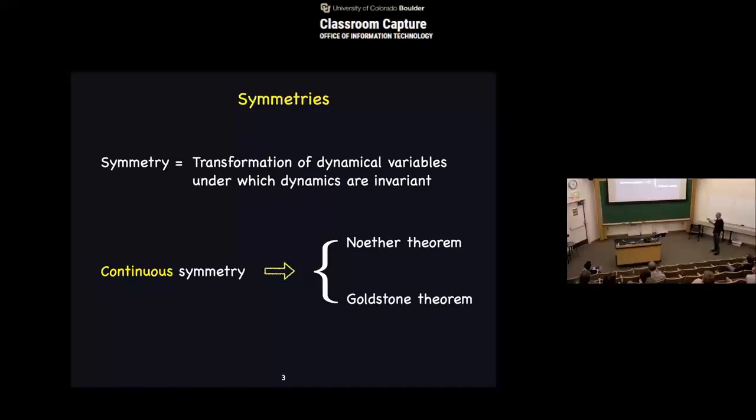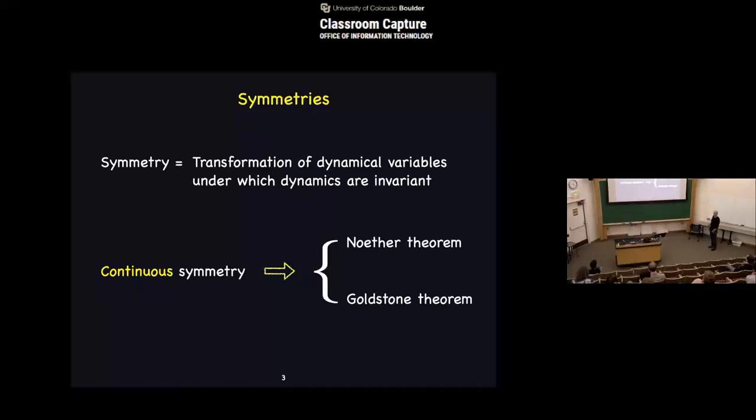We all know what a symmetry is. It's a transformation of the variables that describe the dynamics of a physical system, under which the dynamics are invariant. So the laws of physics are invariant under certain transformations. We call those transformations symmetries. There are a number of interesting symmetries. I will focus only on continuous symmetries because even though discrete symmetries are important in many applications, I want to use two aspects that are associated with continuous symmetries that are very important for me.